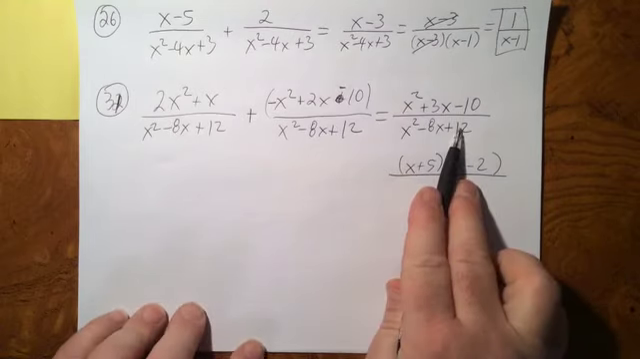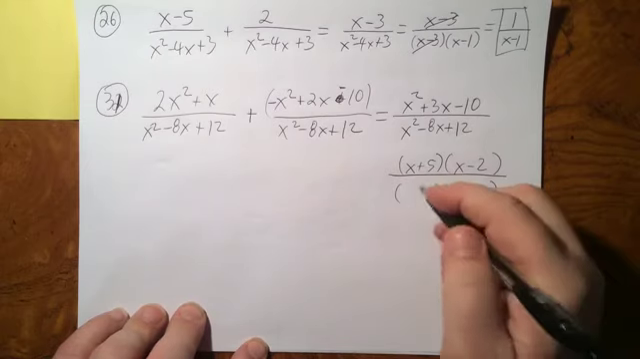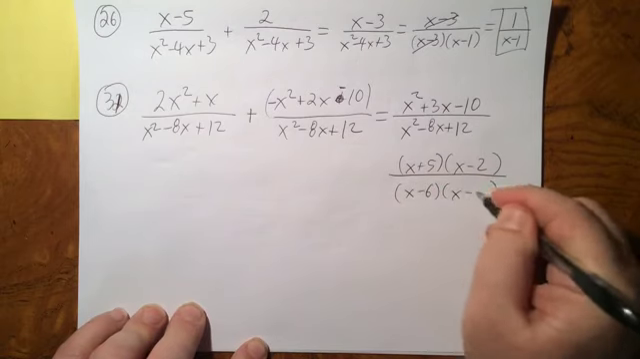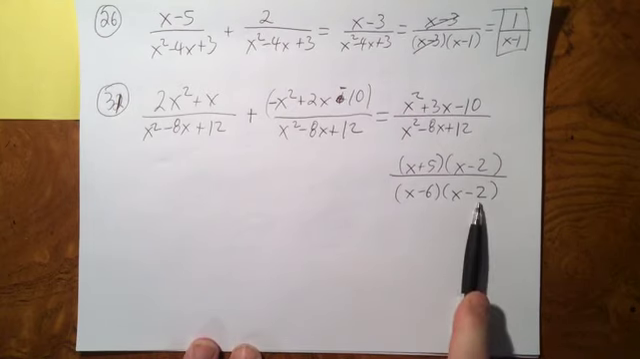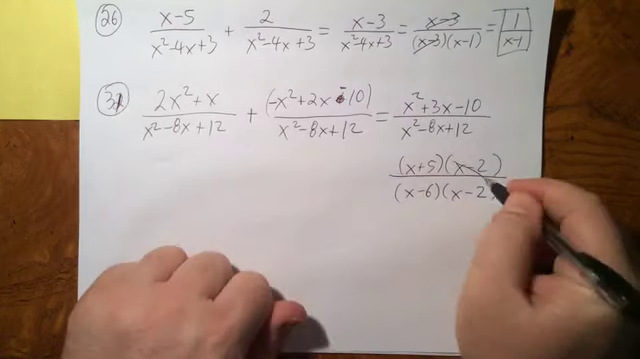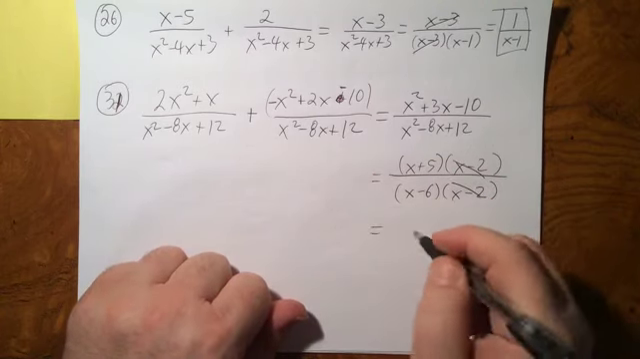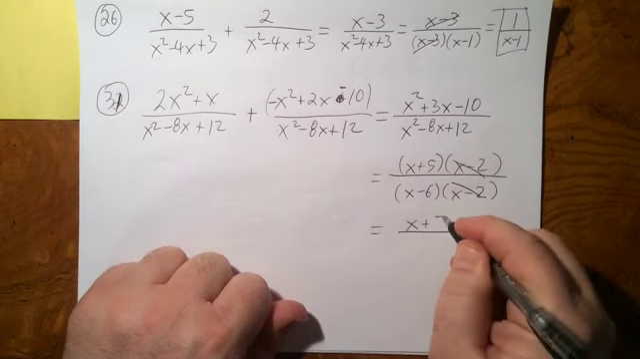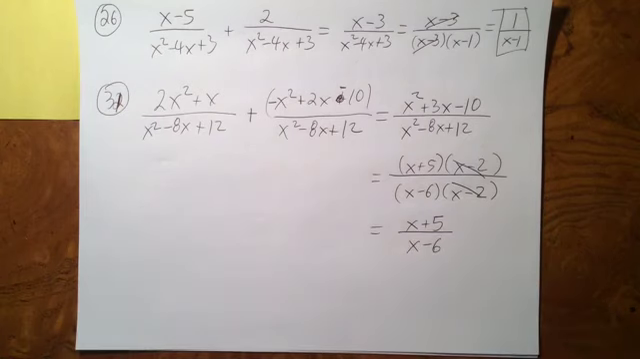For x squared minus 8x plus 12, the two factors that will give this will be x minus 6 times x minus 2. Because negative 6 times negative 2 is positive 12, and negative 6 plus negative 2 is negative 8. When I reduce the x minus 2 top and bottom, we should get a final result for our answer in simplified form to be x plus 5 over x minus 6.